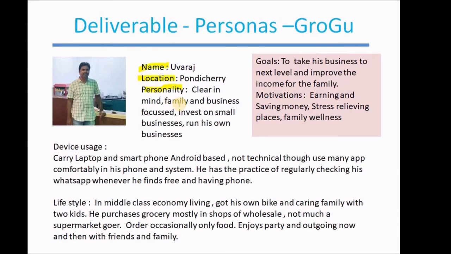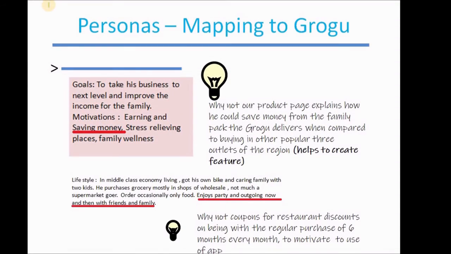Yuvraj has a clear mind, is more family and business focused, invests in small businesses, and runs his own businesses. So this is one of the people taken as a targeted user, and some of the goals were also understood by interviewing him. He wants to take the business to the next level and improve the income for the family, and his motivation is all about earning and saving money, some stress relieving and family wellness. How personas help in developing an app, that we are going to see from the personas we have collected.